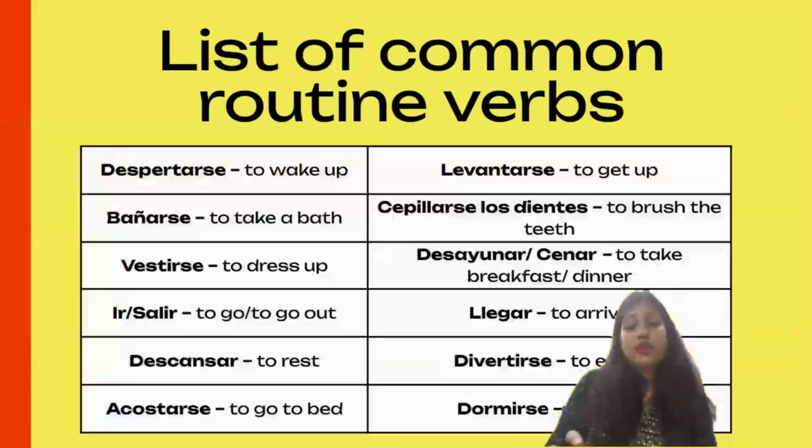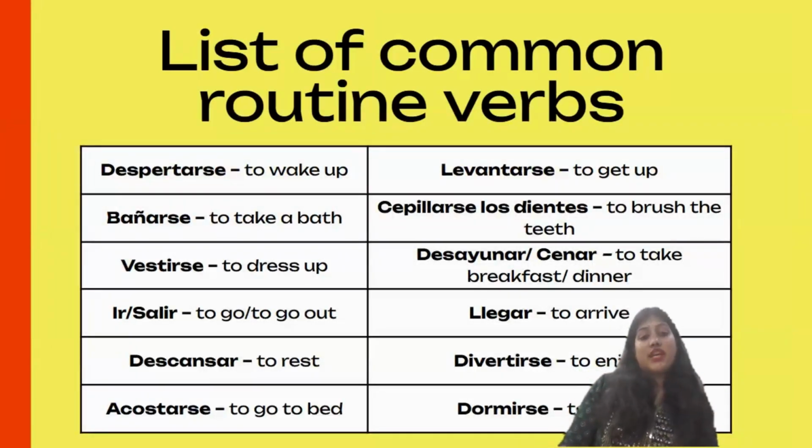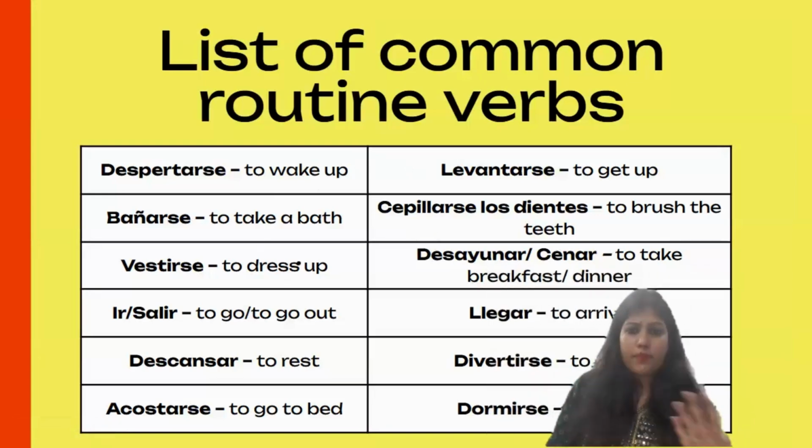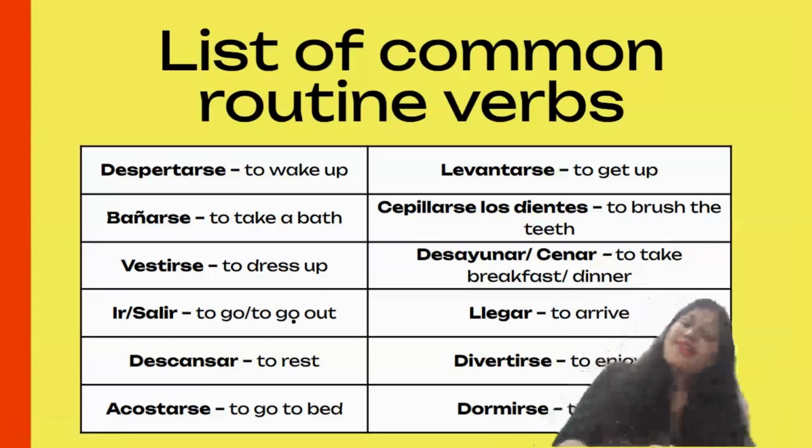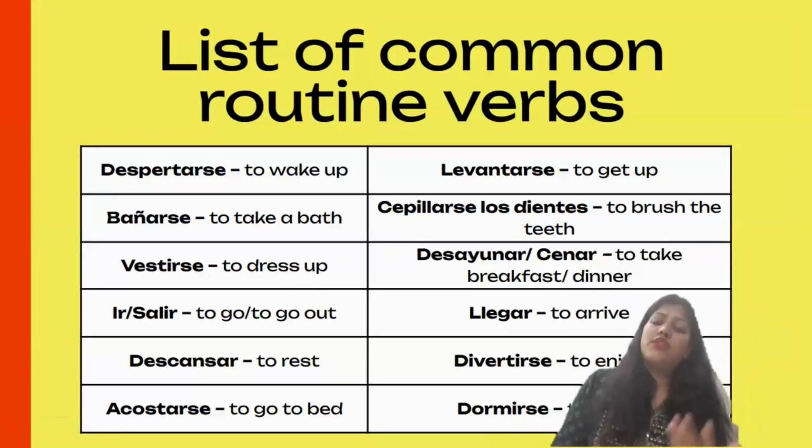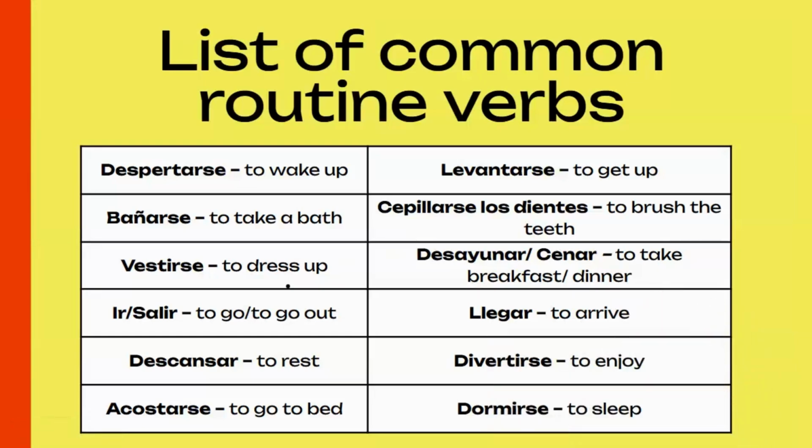Okay, now I give you a list of common routine verbs. ये वो वर्ब्स हैं जो आपको हेल्प करेंगे इन राइटिंग योर डेली रूटीन, और मैंने उसी सीक्वेंस में दिया है. You wake up, you get up, take a bath, brush your teeth, dress up, have your breakfast, lunch, dinner, go out, then come back, rest, enjoy, go to bed and sleep. मैंने वही सीक्वेंस रखी है जो एक नॉर्मल लाइफ की डे टू डे रूटीन में होता है हम लोगों का.